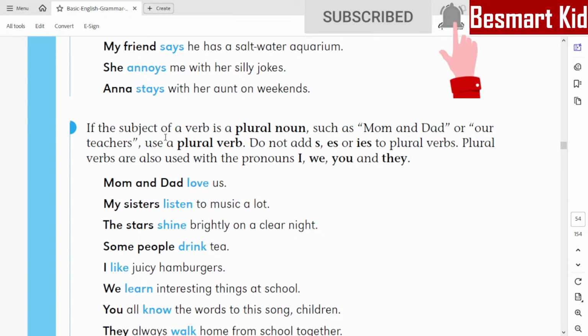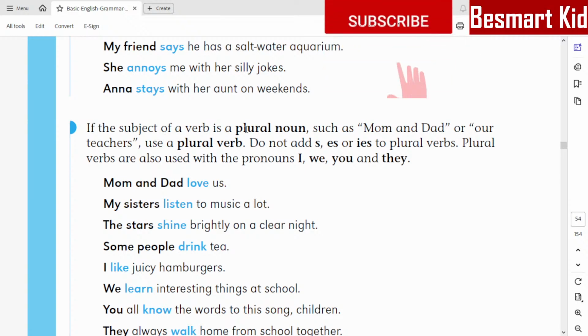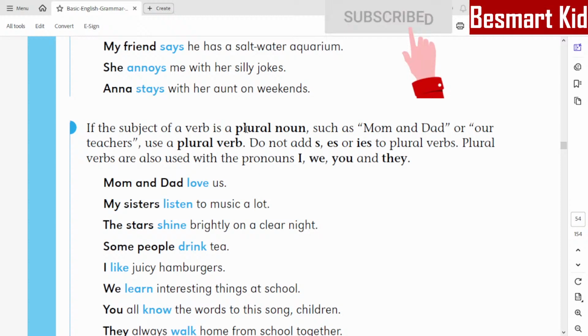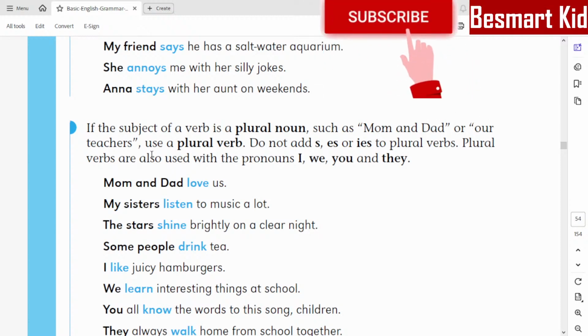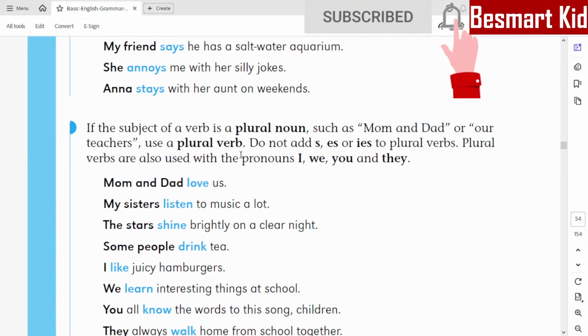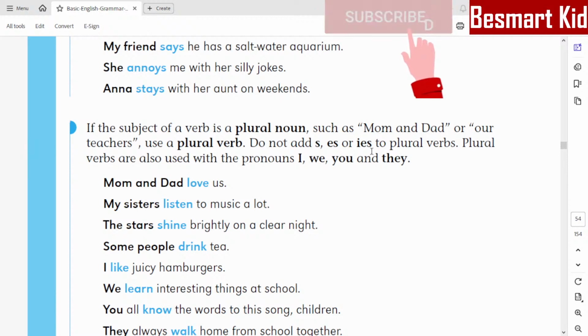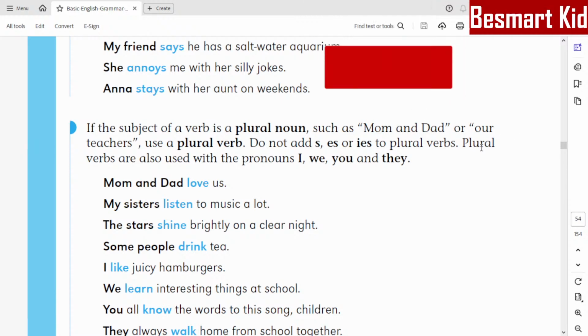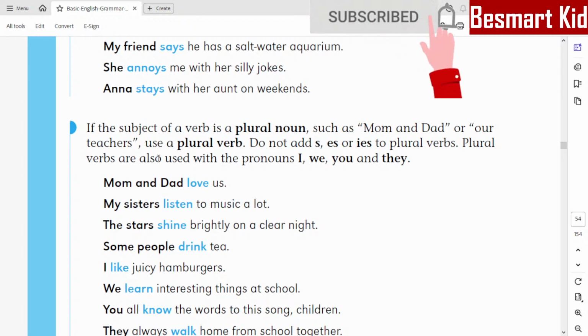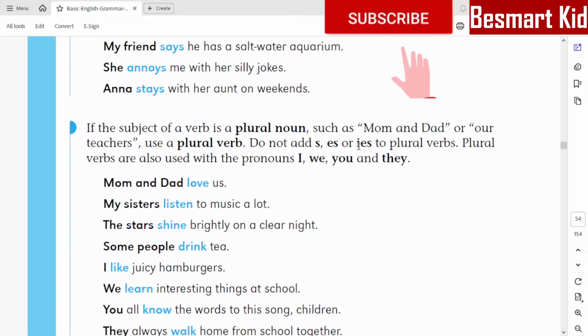If the subject of the verb is a plural noun, such as mom and dad or our teachers, use plural verbs. Do not add s, es, or ies to plural verbs. Plural verbs are also used with pronouns I, we, you, and they.